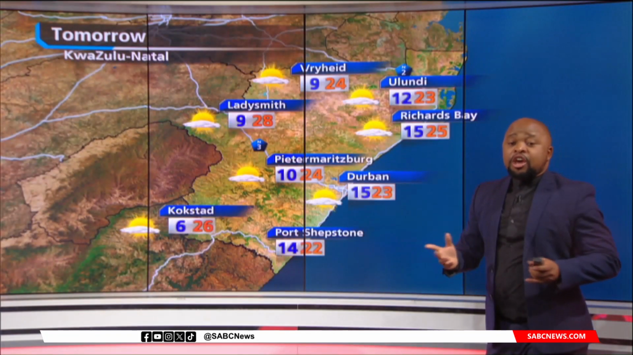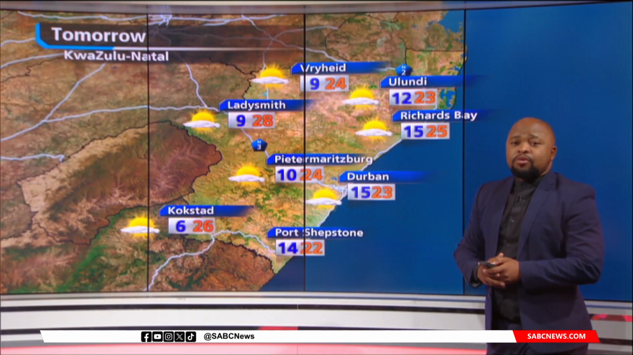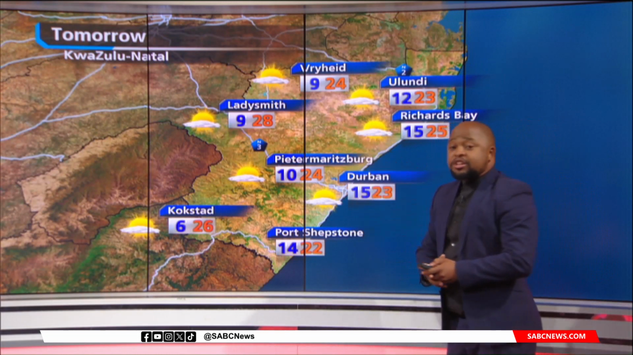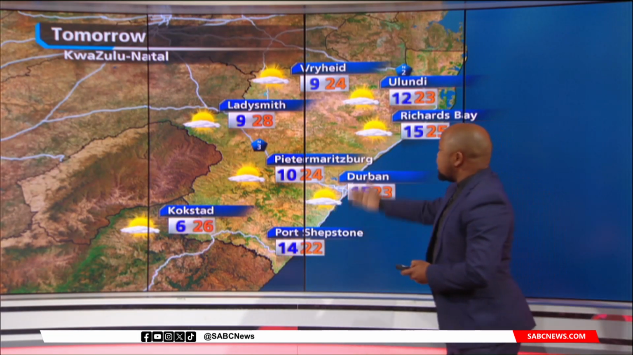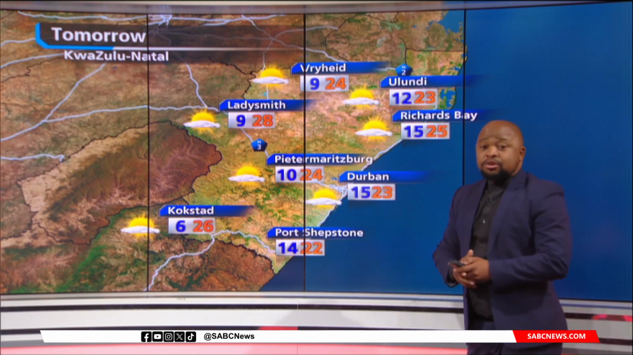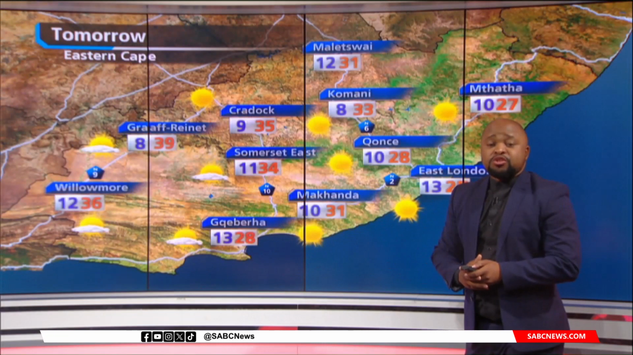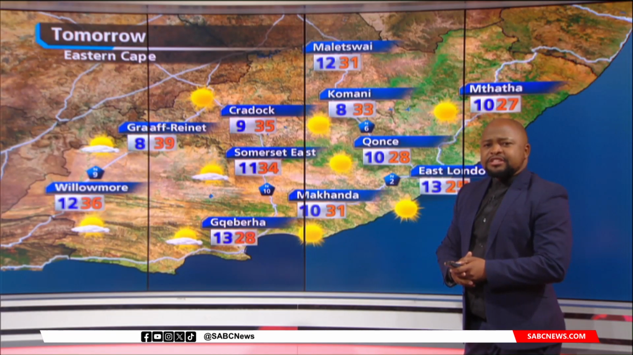And in KwaZulu-Natal, we are not expecting any chance of rainfall in this province. Temperatures are also pleasant over Ladysmith, just some partly cloudy skies with a maximum of 28 degrees, 24 in Pietermaritzburg, and the city of eThekwini will see a maximum of 23 degrees, and sunny skies will dominate throughout the interior of the Eastern Cape province.